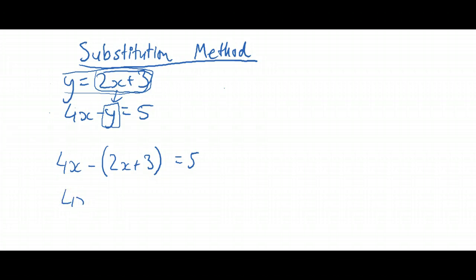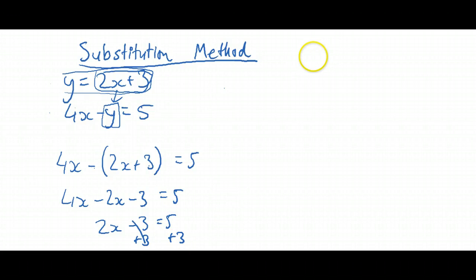So now we know we've got 4x, and we've got to do minus everything in this bracket, because that's what y was, it was everything in that bracket. So minus 2x and minus 3 equals 5. Now we just have to solve for x. So 4x minus 2x is 2x, and minus 3 equals 5. Get rid of the 3 by doing plus 3 on both sides. 2x equals 8, and divide both sides by 2, x equals 4.